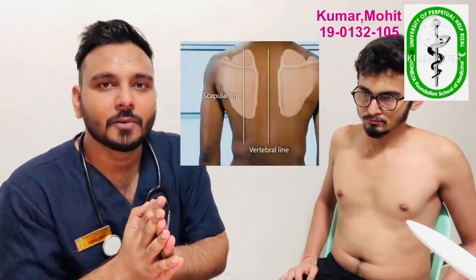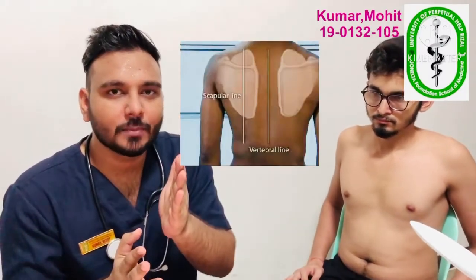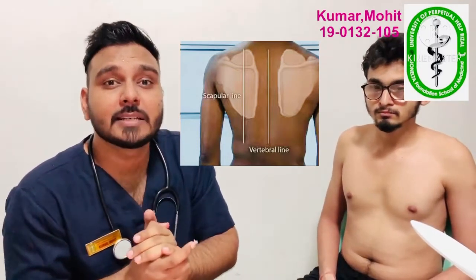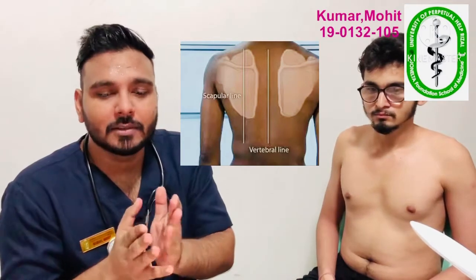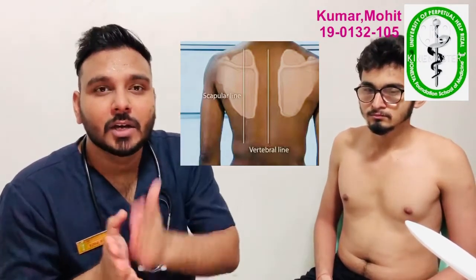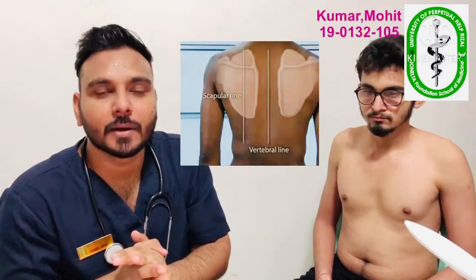We have imaginary lines on the posterior side as well. A line which passes through the middle of the scapula is known as the mid-scapular line, and the line which passes through the middle of the body along the vertebrae is known as the vertebral line. So that was all the anatomy.